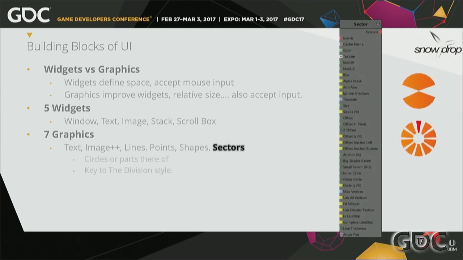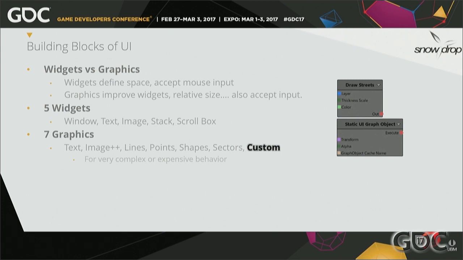Sectors are a really cool graphic that we have. They're basically just circles or parts of circles. Anything that you see that's a circle in the Division was made with one of the sector nodes that we have. And it really helped to sort of define that graphic style of the Division.